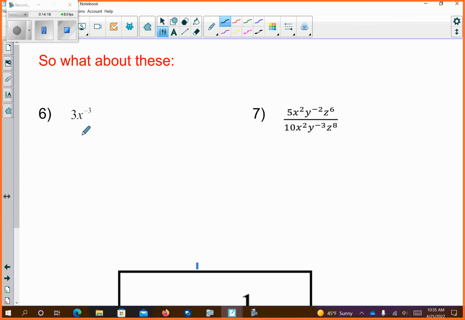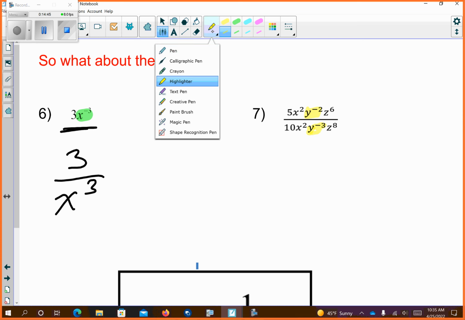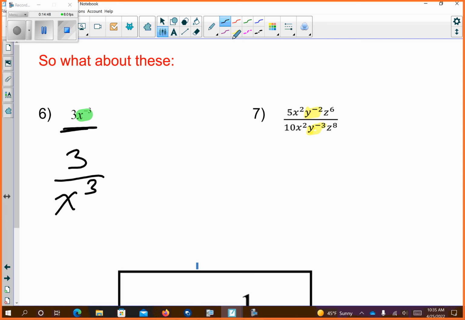So what on number 6 has the negative exponent? The whole thing or just the x? Just the x. So the answer to this is 3 over x to the third. Okay? This was the part that wanted to move down. It moved locations. All right, so I have negative exponents here and here. I don't have any other negative exponents. So let's go through the math.